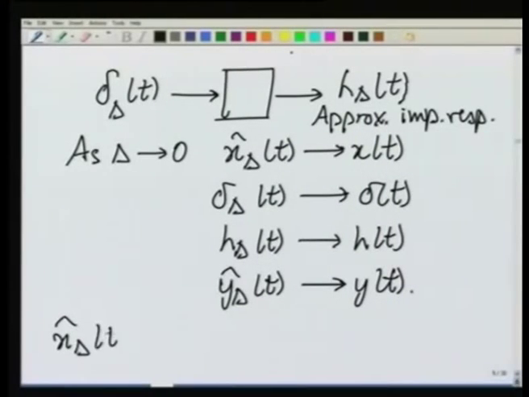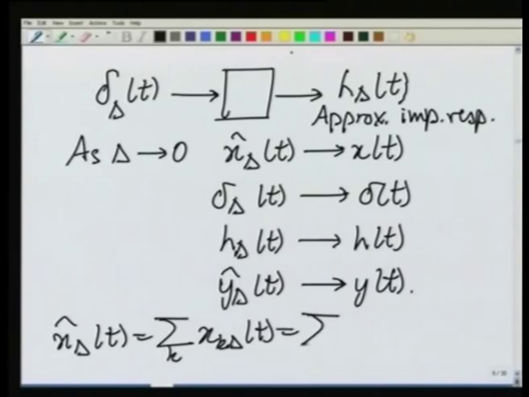We already have an expression that we can construct for the approximate representation. The approximate representation said that x hat delta of t was the sum over all k of x(k delta) times the approximate impulse, which was equal to the summation over all k of x(k delta) delta delta(t minus k delta) times delta.